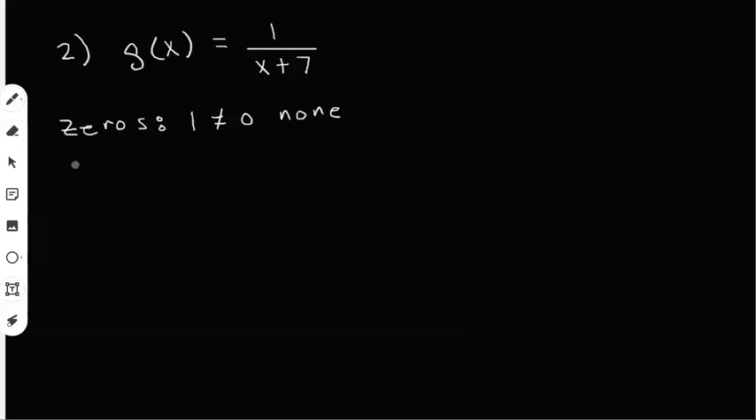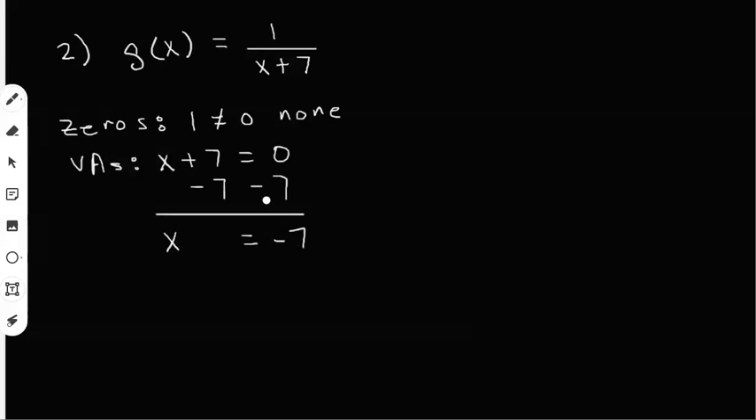Now I'm going to set the bottom equal to 0. That way I can figure out what my vertical asymptotes are going to be. I set x plus 7 equal to 0. So I know I'm probably going to get a vertical asymptote. I'm going to subtract 7 on both sides so that I can solve the equation for x. And I get x equals 0 minus 7, which is negative 7. And the 7 and the negative 7 on the left side are going to cancel out.